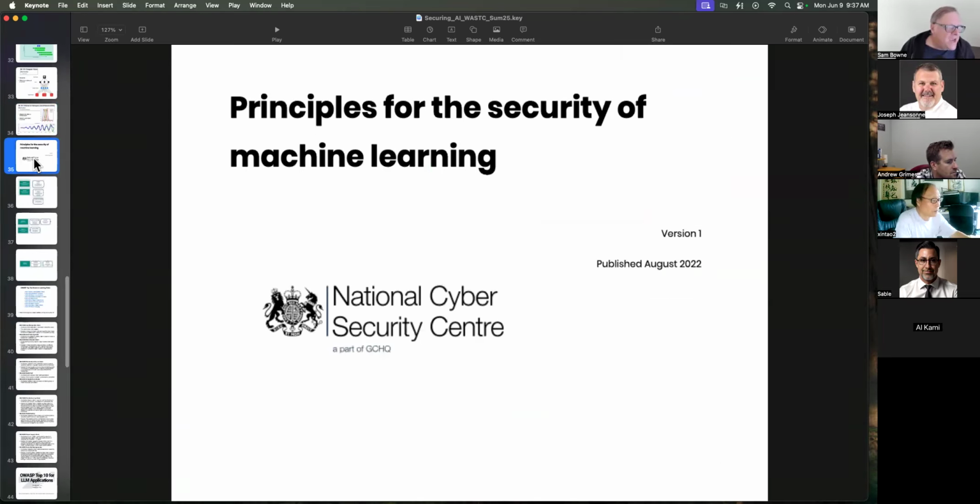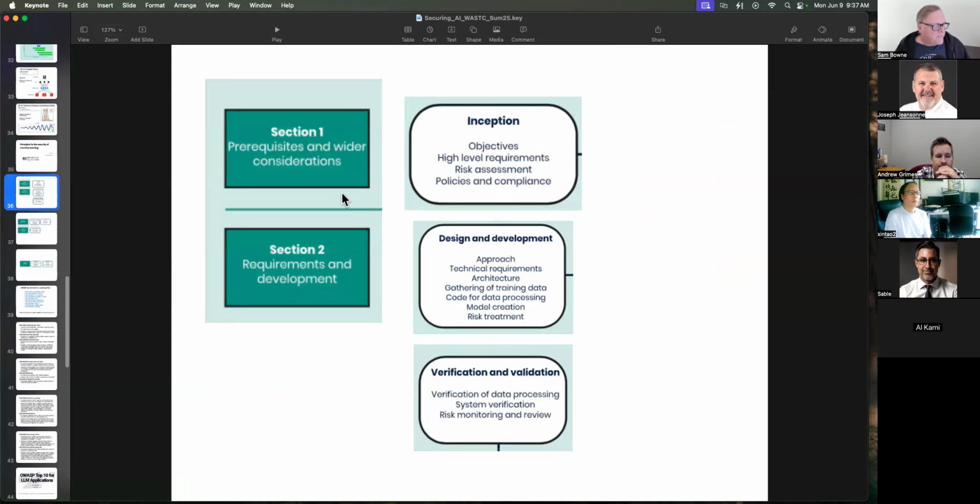All right, anyway, the UK has come up with principles for the security of machine learning that are much more at the right level. So you start with your objectives and your risk assessment. Then you decide how you're going to do it, gather training data, create your model, you consider the risk. Then you verify how well it's working and monitor it.